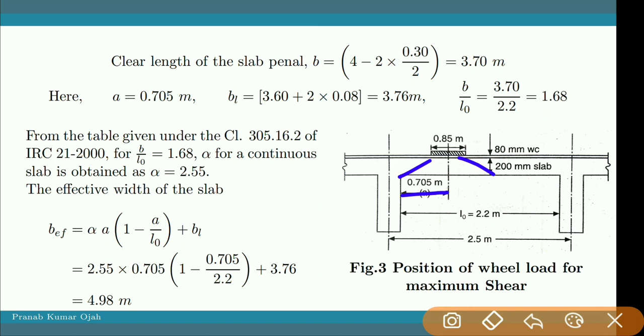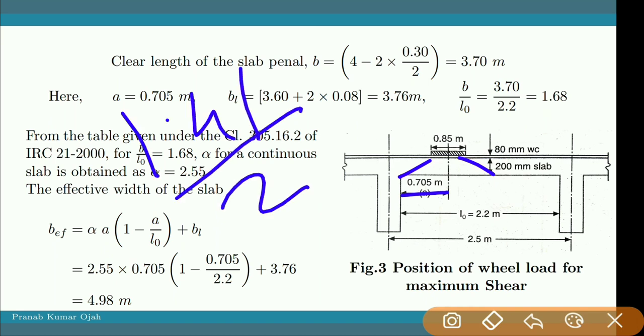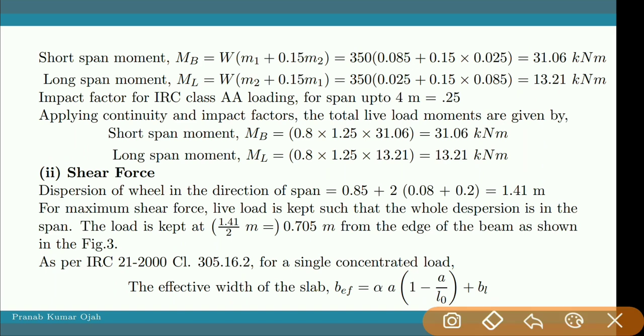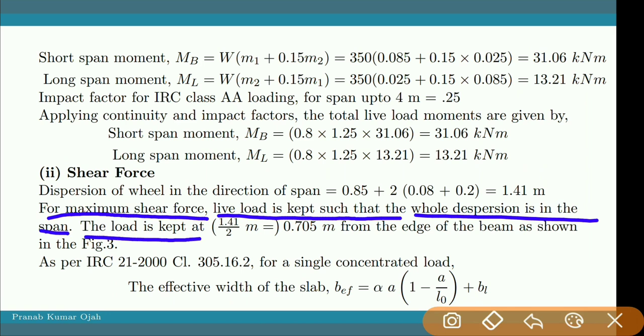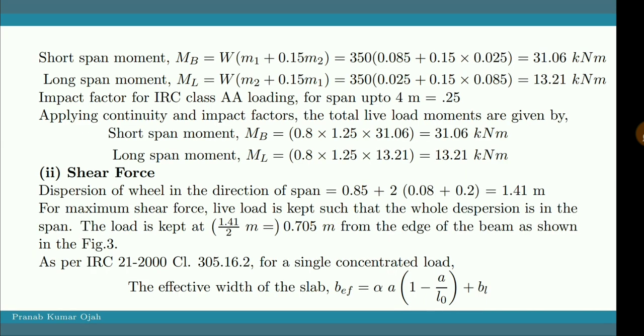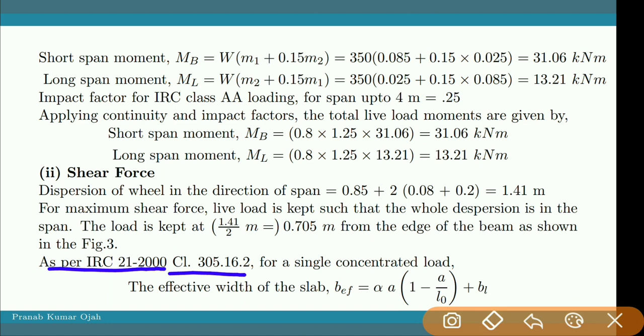So this distance is half of 1.41, which is 0.705. So for maximum shear force, live load is kept such that the whole dispersion is in the span. The load is kept 0.705 meter from the edge of the beam as shown in the figure, which is already explained. As per IRC 21-2000, clause 305.16.2, for a single concentrated load, the effective width of the slab is B_eff equals alpha into a multiplied by (1 minus a by L naught) plus b_1. So now we have to understand which symbol denotes what.